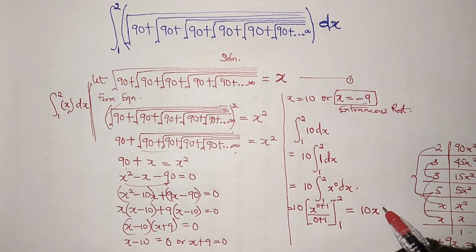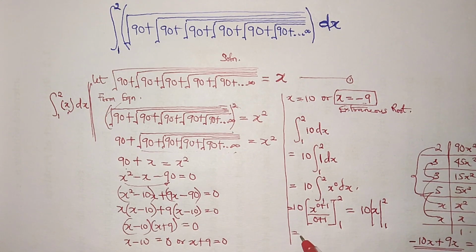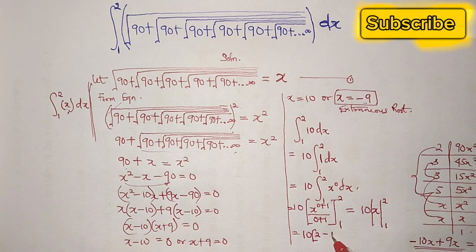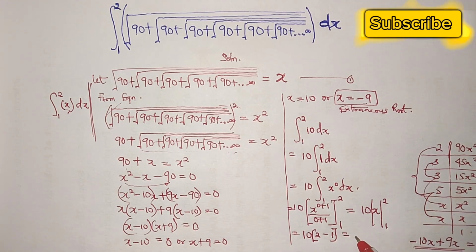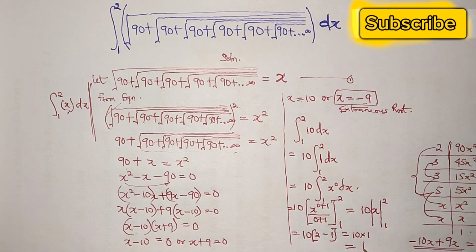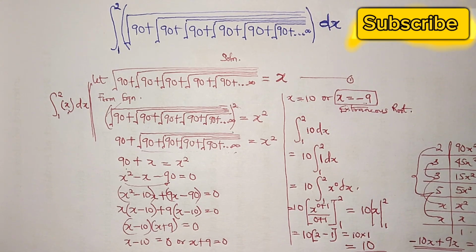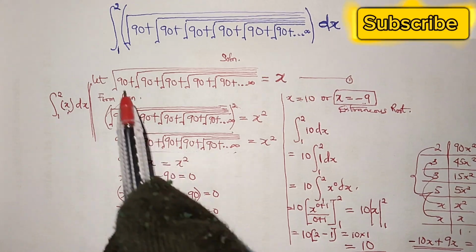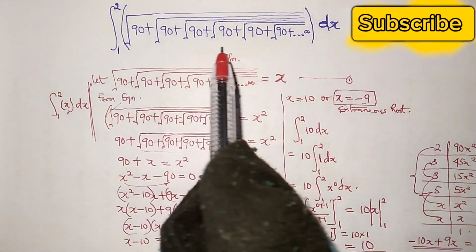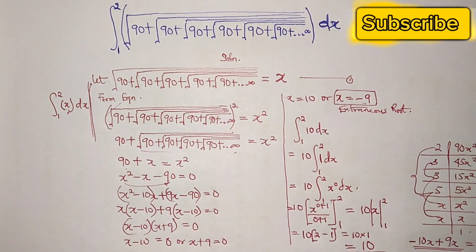So this becomes 10x from 1 to 2. We now substitute the limits. We have 10 times 2 minus 1, which is 10 times 1, which equals 10. Therefore, the value of the integral with upper limit 2 and lower limit 1 of this whole expression dx is 10.